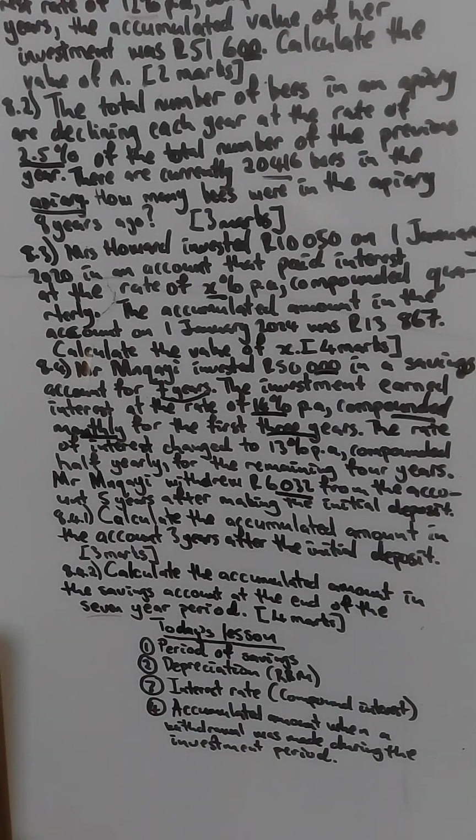So here in this particular case, we need to now deal with the timeline. So here on this space, on the side, we are going to deal with the timeline. I need to draw up the timeline, and then from there we proceed to do the calculations. Without the timeline, we may make some mistakes. So let's go back. We are told Mr. Mungai invested 50,000 rands in a savings account for 7 years. The investment earned interest at the rate of 14% per annum compounded monthly for the first 3 years.